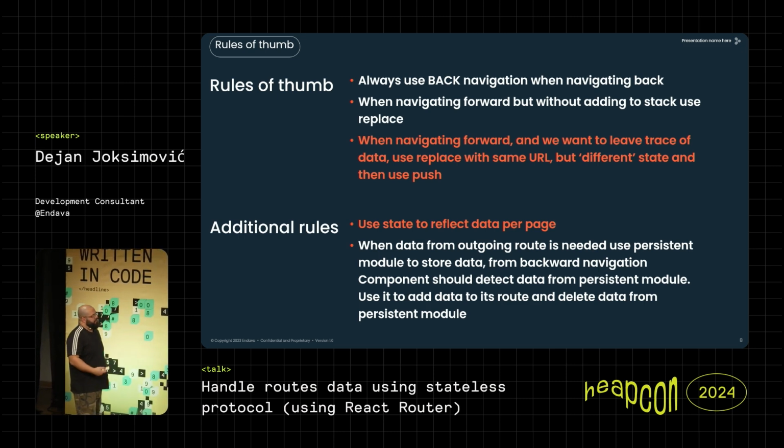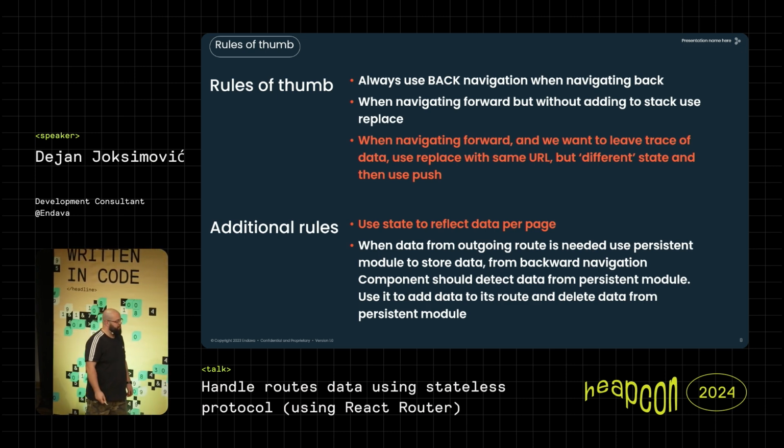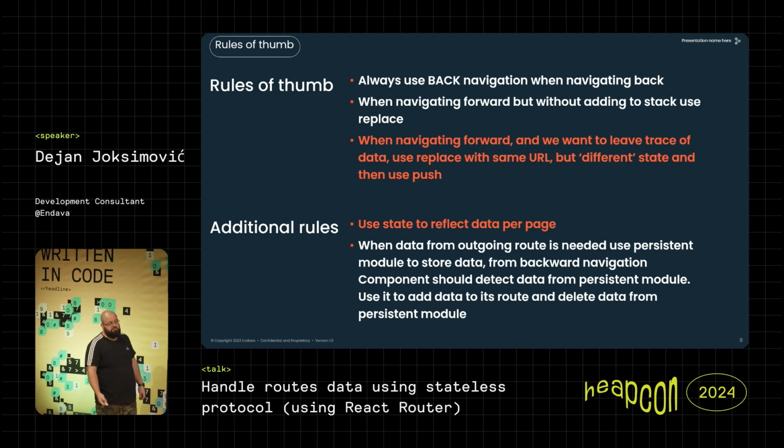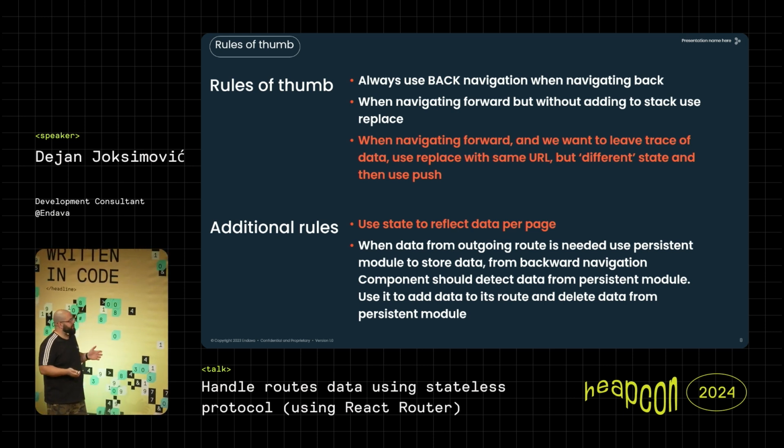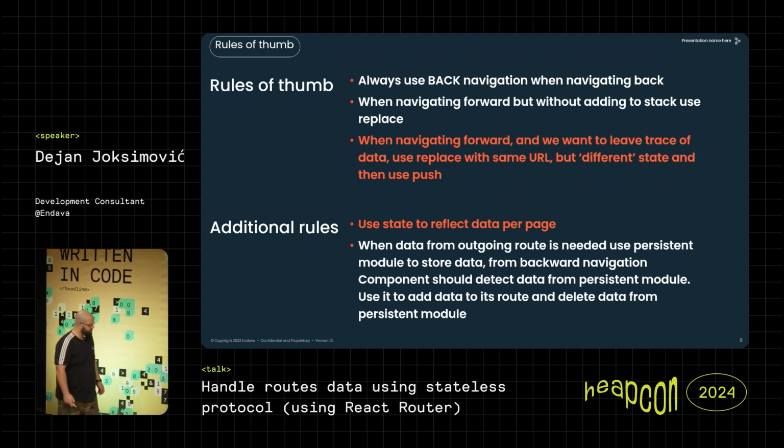If we don't clean up the persistent module, the global variable, then we can have bugs, because every component will look through that. If any component has similar data, or it's the exact same component, if we have circular dependency, then that will be a problem.